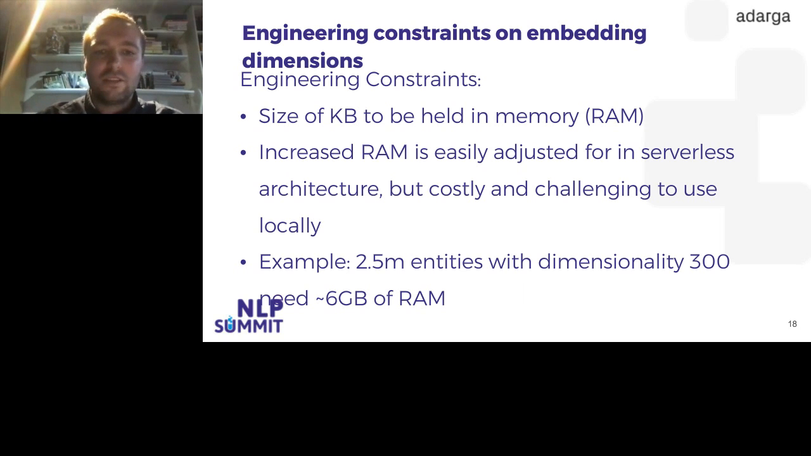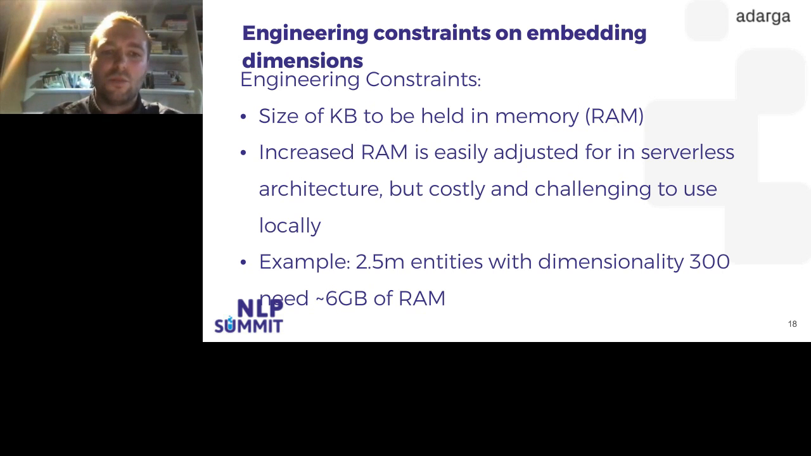The engineering constraints, as a follow-up from the slide in data science on embeddings before, are quite considerable. Generally, we'd love to have a high embedding dimensionality to capture all the semantic information we can, but in practice we are blocked by engineering constraints. One of them is that we need to hold the knowledge base in memory, and a knowledge base can be really big. Generally, in our serverless architecture, in production, if you deploy it in Kubernetes or VMs or however you want to do it, you can adjust for that.